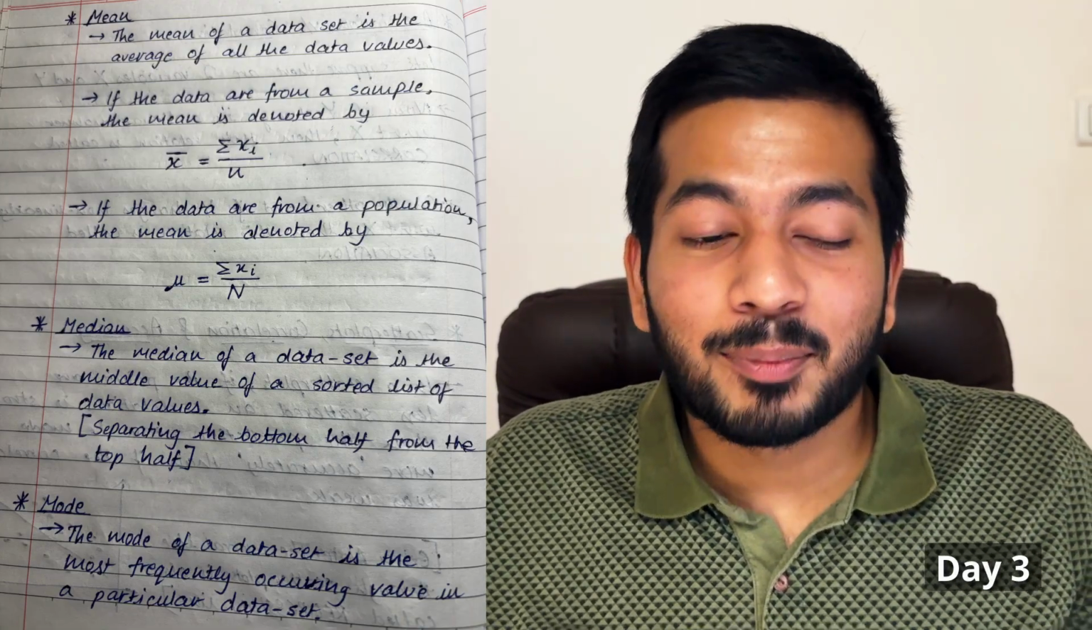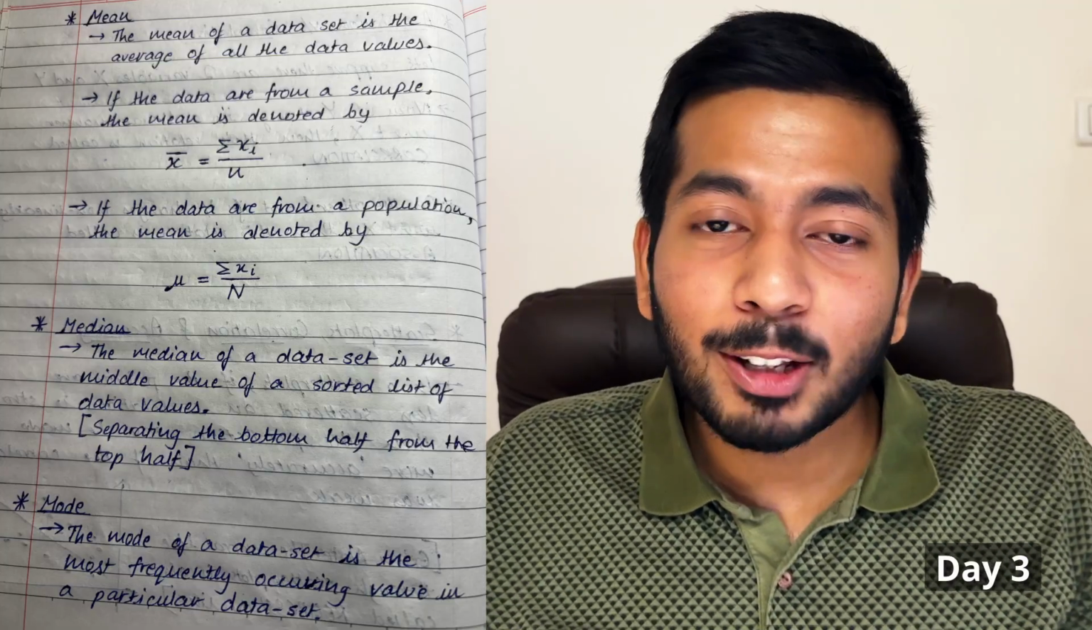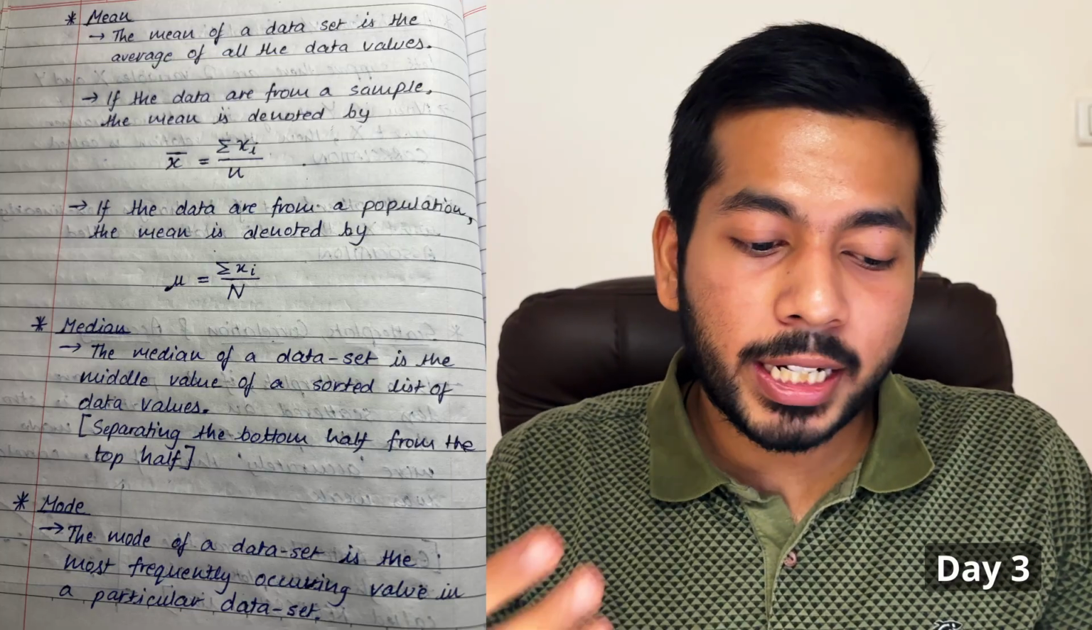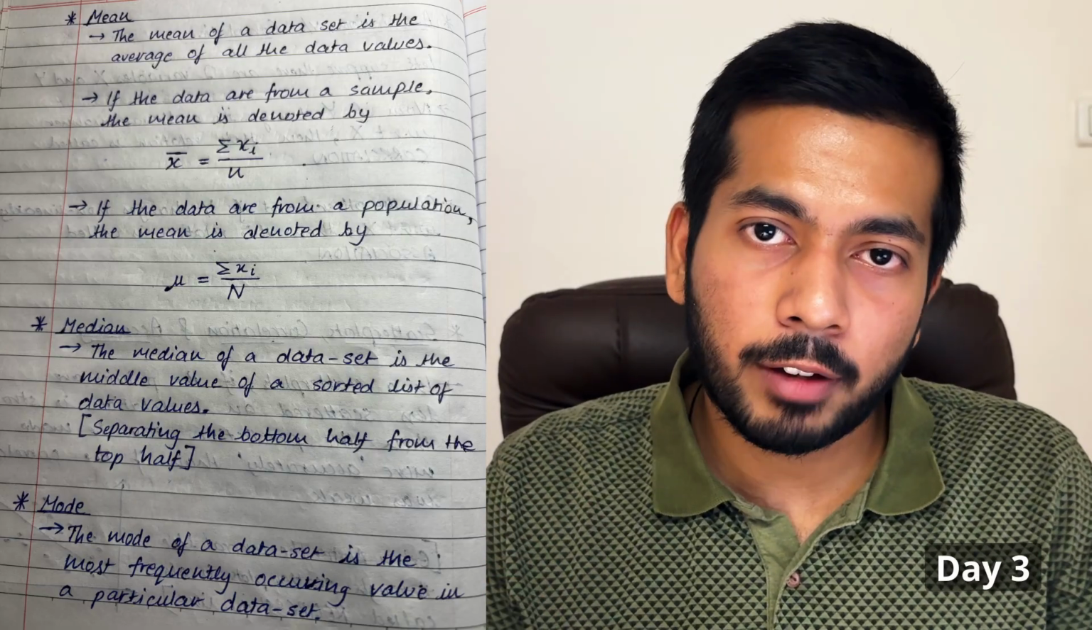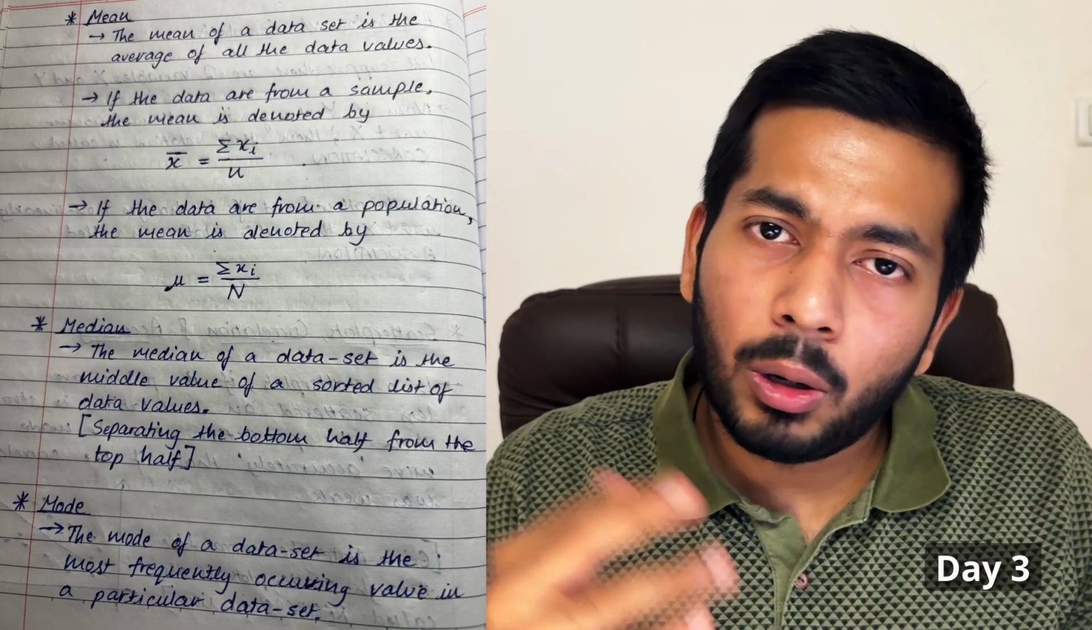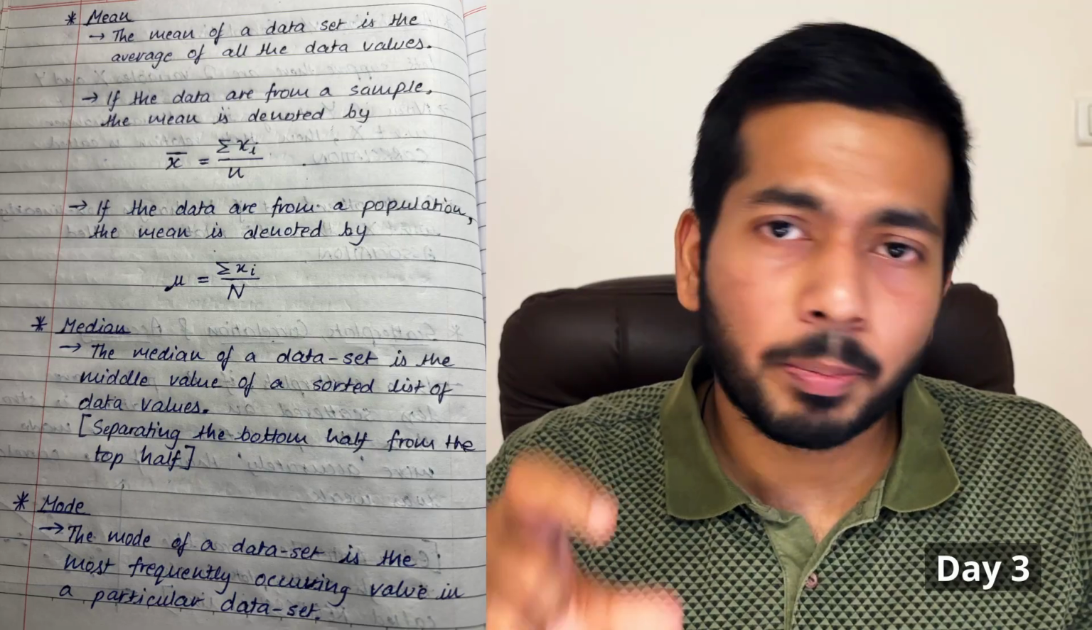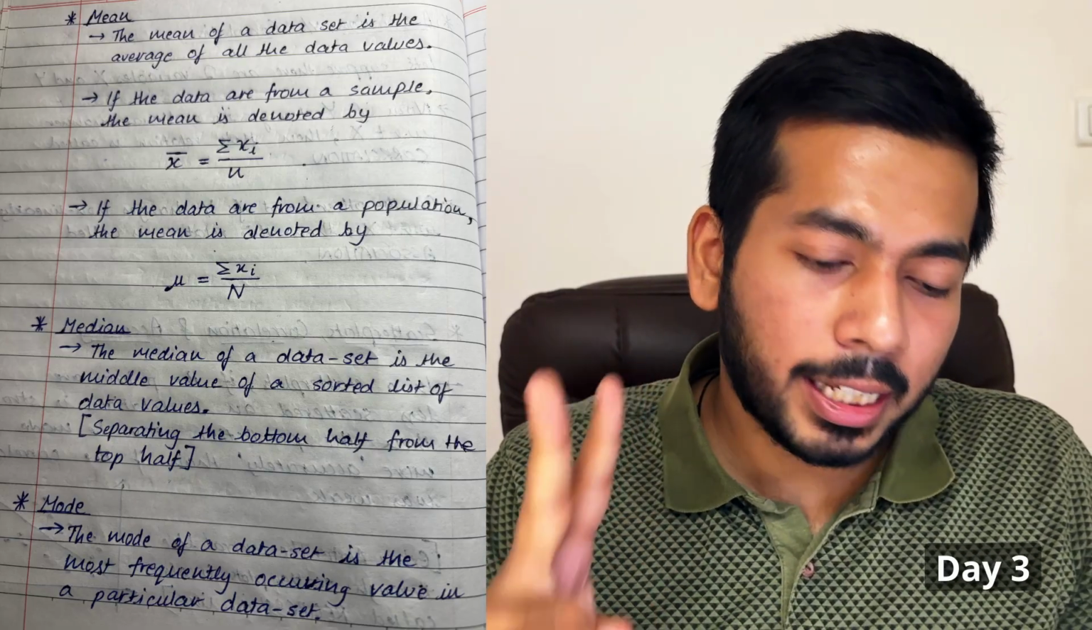terms of statistics. This is extremely important. The first thing is mean. The mean of a data set is the average of all the data values. So basically all the data values divided by the total number of data values. So that is the mean. We all know about it, so we won't go much into it, but it's basically known as the average or the mean.